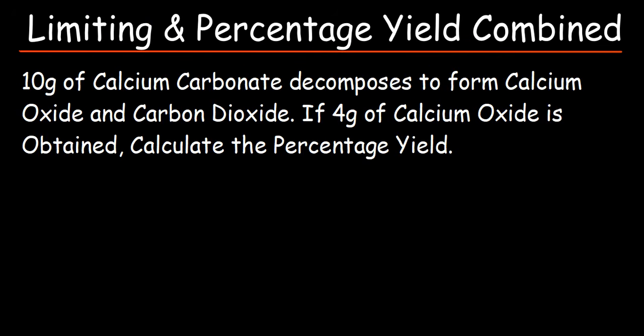Let's say this time around you combine limiting and percentage yield. Okay, what is going to happen? Let's say we have 10 grams of calcium carbonate and it decomposes to form calcium oxide and carbon dioxide. If 4 grams of calcium oxide is obtained, calculate the percentage yield. So you have to come up with a balanced chemical equation.